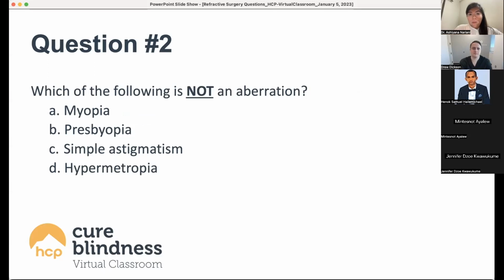Question number 2. Which of the following is not an aberration? Is it A, myopia? B, presbyopia? C, simple astigmatism? Or D, hypermetropia?